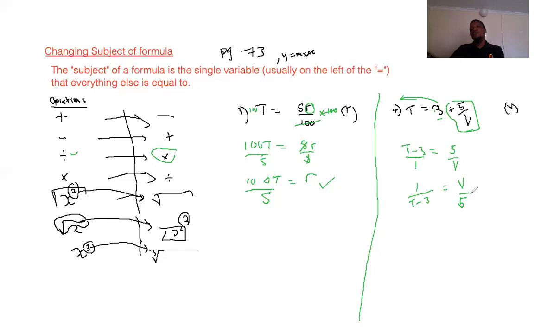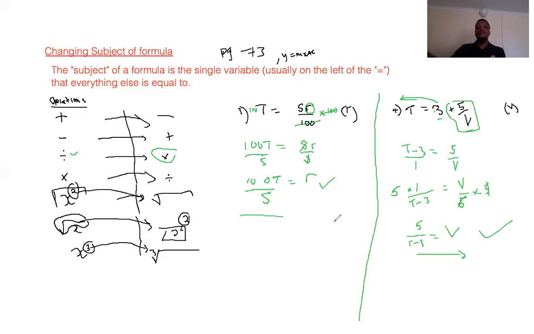Now you want to remove 5. How do you remove 5? By just multiplying both sides by 5. And remember, whenever you're multiplying a fraction with a whole number, this number always multiplies the numerator. So you have 5 times 1. So your answer is going to be 5 over T minus 3. This is our answer. So this is one way of doing it, where you invert.